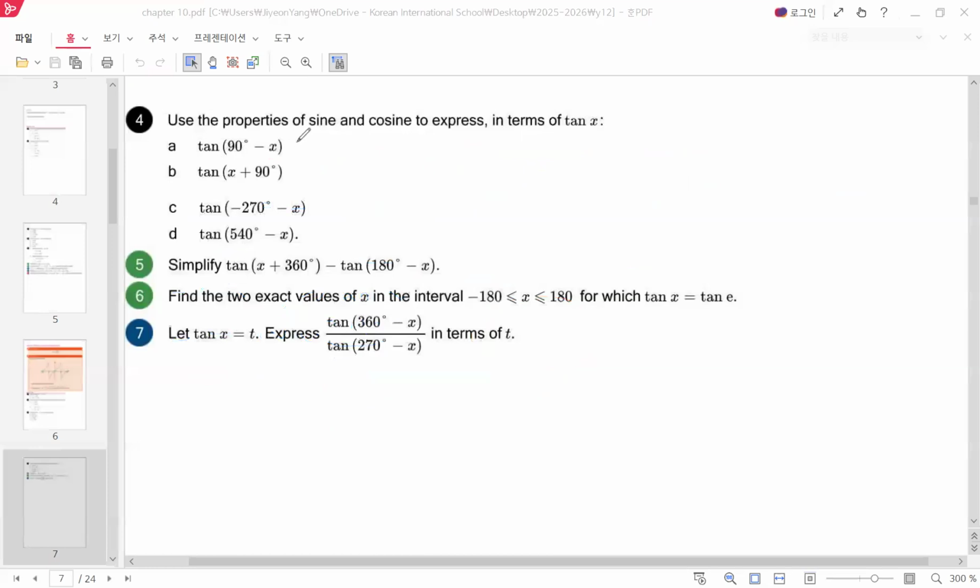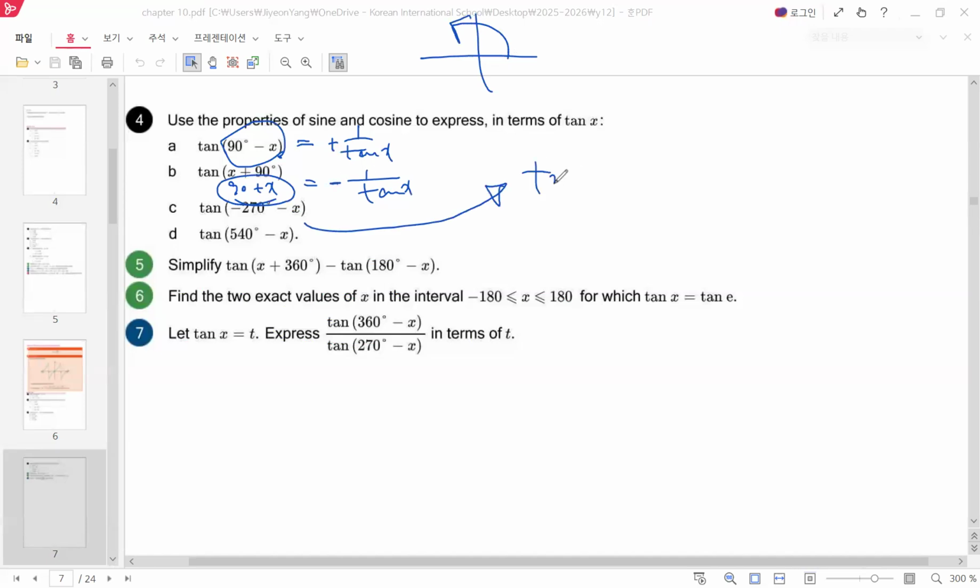Okay, students, this one. Tangent or its reciprocal? Reciprocal. So 1 over tangent x, and then which quadrant is this? First, so positive. This one, 90 plus x. Tangent or reciprocal? Reciprocal, thank you. And then students, 90 plus x. Second quadrant, so negative.